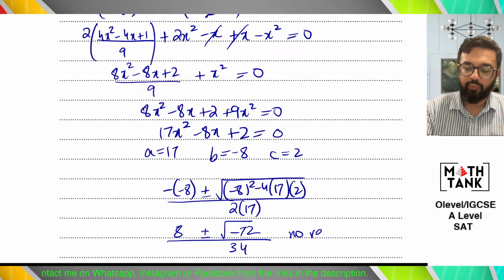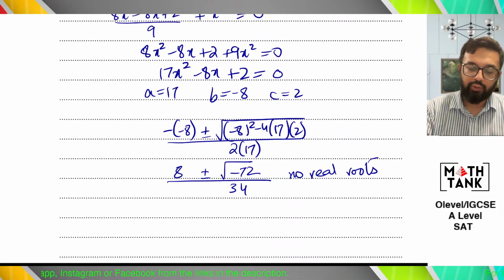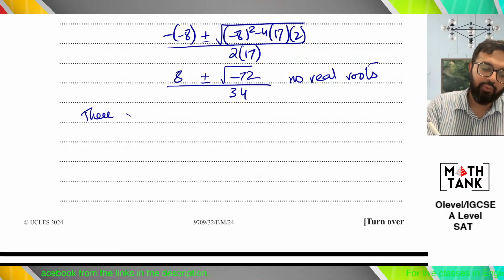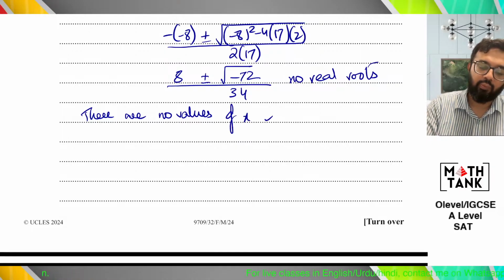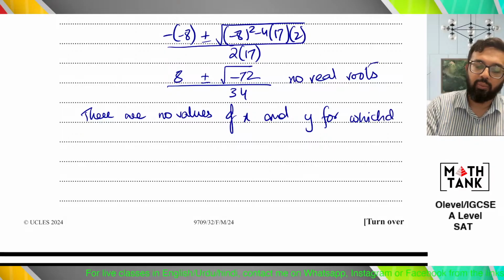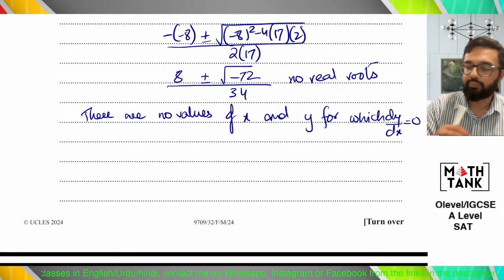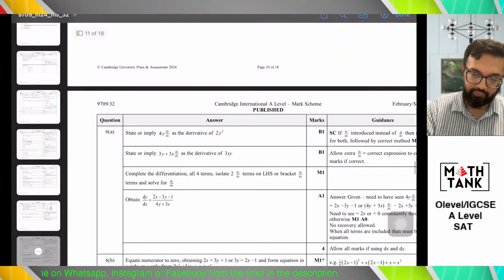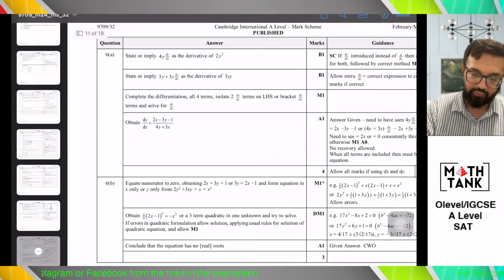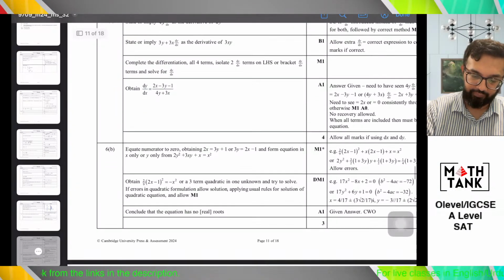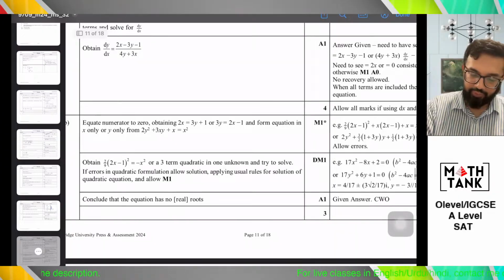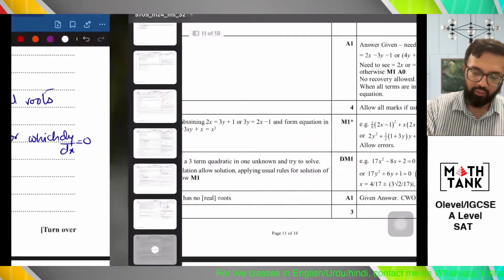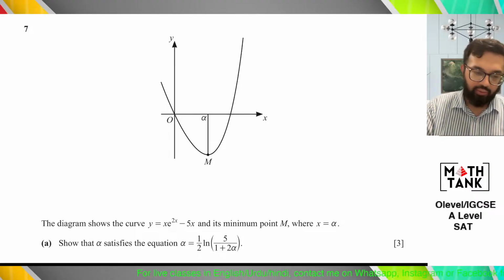No real roots. There are no values of x and y for which dy by dx equals to 6. Okay, that should be the answer, I think. Yep, that is what you have to conclude. यही solution होना है और ये solution होने से Question 7 पे आ जाते हैं.